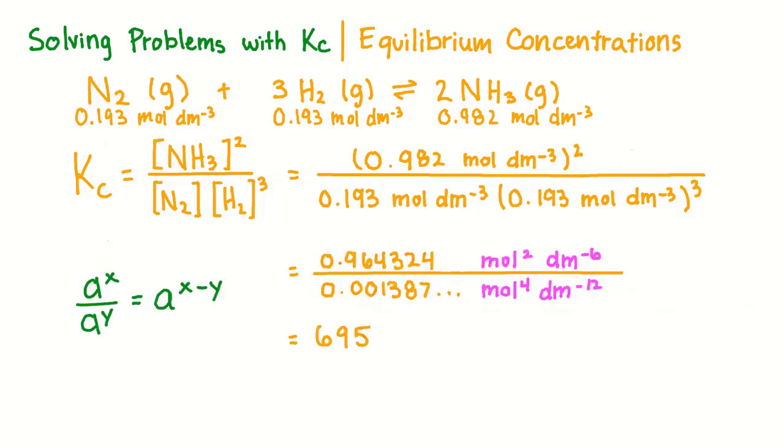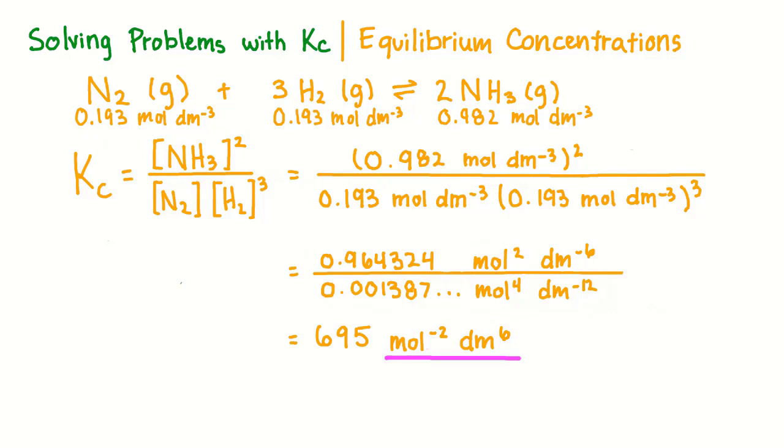Recall that we can simplify exponents that have the same base by subtracting the exponent in the denominator from the exponent in the numerator. For the moles, we have an exponent of 2 in the numerator and 4 in the denominator. 2 minus 4 leaves us with a power of -2. For the decimeters, we have a power of -6 in the numerator and -12 in the denominator. -6 minus a -12 gives us a power of 6. So the Kc for the reaction in this problem is 695 moles to the -2 decimeters to the 6th.